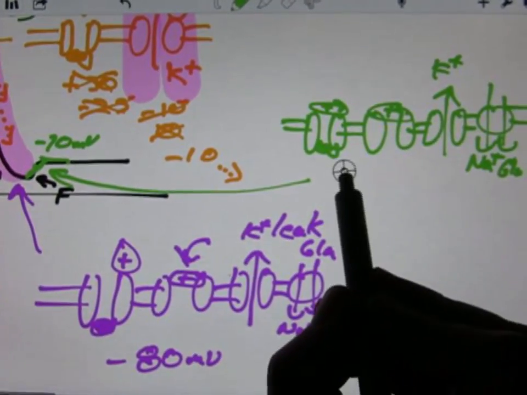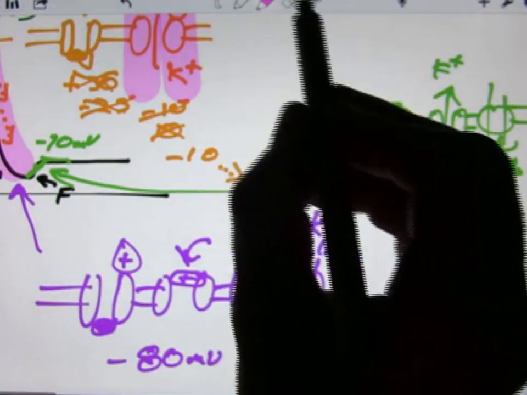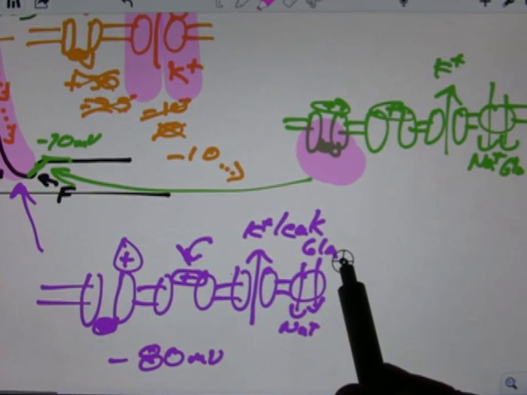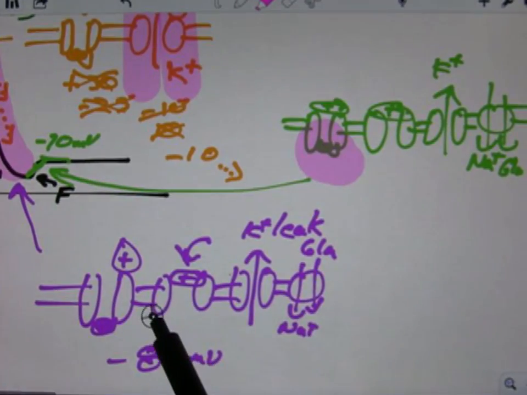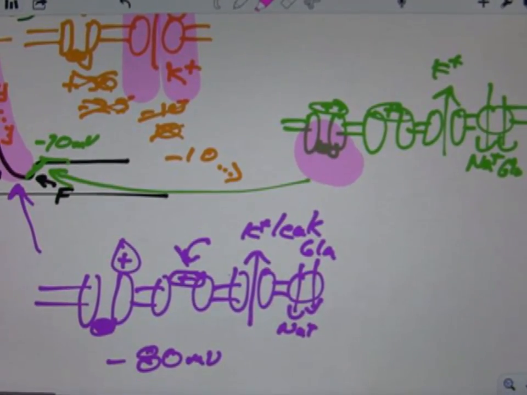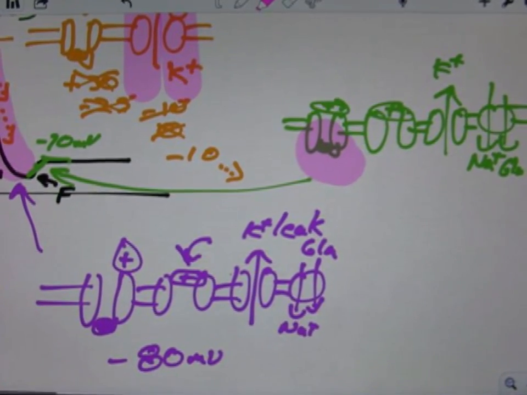Remember, we'll be in the refractory period until those inactivation gates open back up. So while the inactivation gates are closed, we're in the refractory period. Those are the events of an action potential.